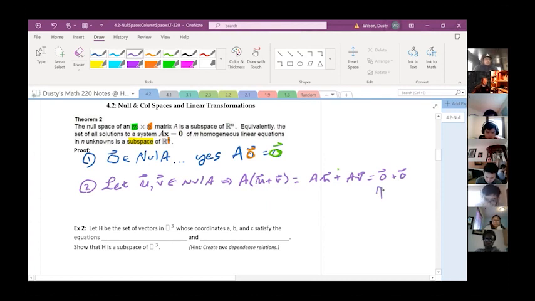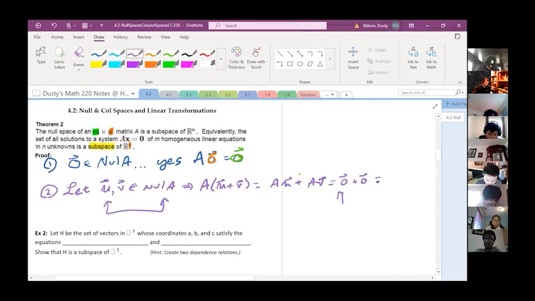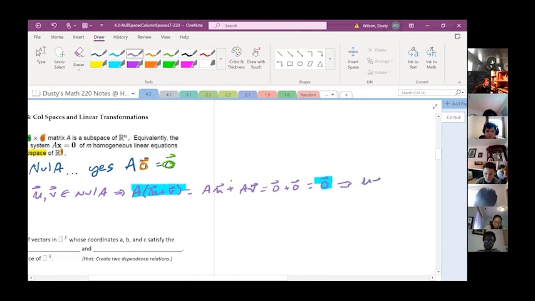I know that AU equals 0, and the reason I know AU equals 0 is because I know that U is in the null space of A. That's what it means to be in the null space. So notice what we just showed: A times U plus V is equal to 0. What does that tell me? That tells me that it's closed under addition, or you can add. We get that U plus V is in the null space.